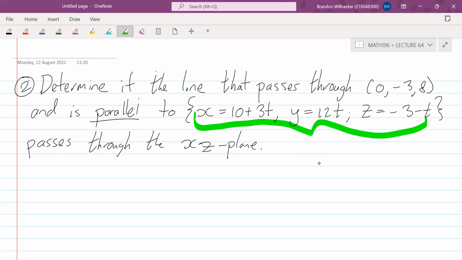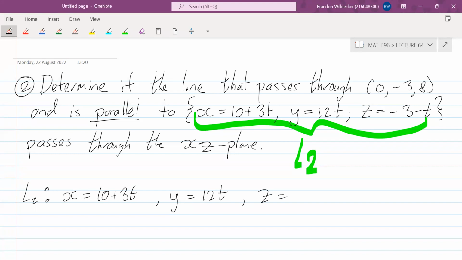Okay, write that a bit better. So that's L2. So we're going to rewrite that a bit nicer so that we can use the vector form for both lines. Okay, it'll make it a bit easier to compare things. So for L2, we have x is equal to 10 plus 3t, y is equal to 12t, and z is equal to -3 minus t.